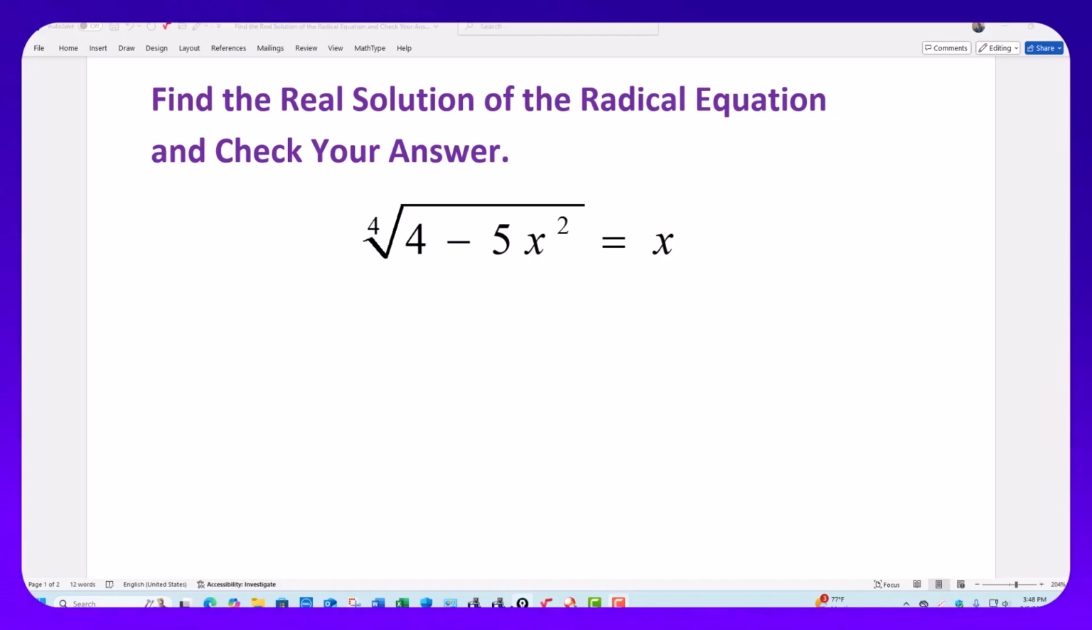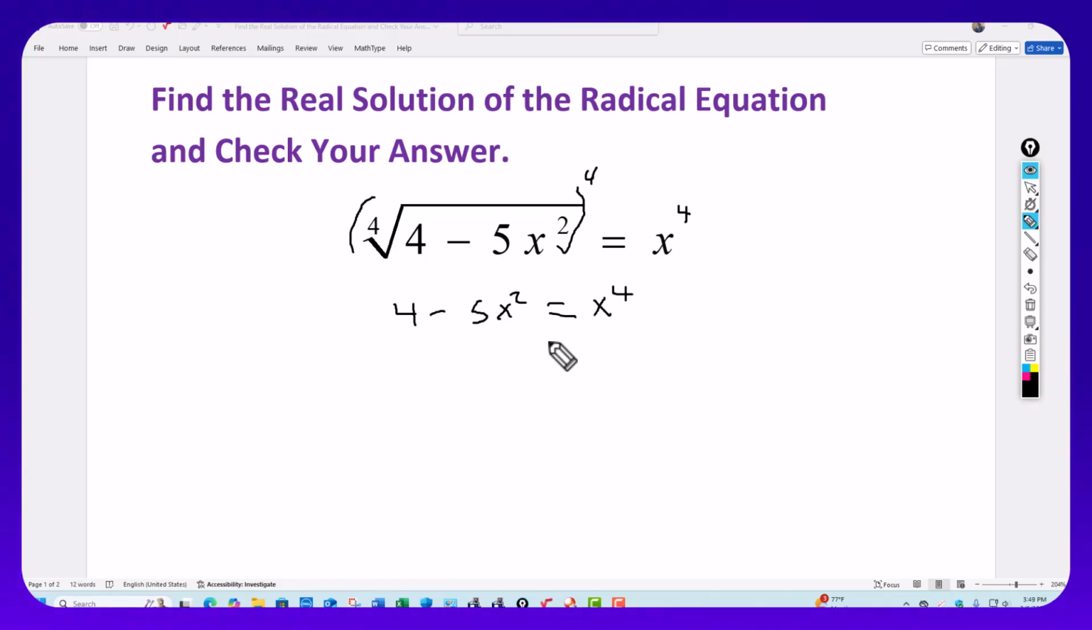Here we're dealing with a fourth root, and the fourth root expression is already isolated, so I can take this side to the fourth power, this side to the fourth power, which eliminates the radical. So this becomes 4 minus 5x squared is equal to x to the fourth. Taking both sides to the fourth power, and then I'm going to take these terms over to the right side, and then this becomes x to the fourth.